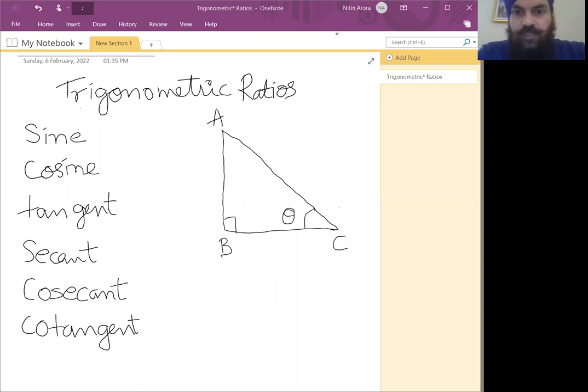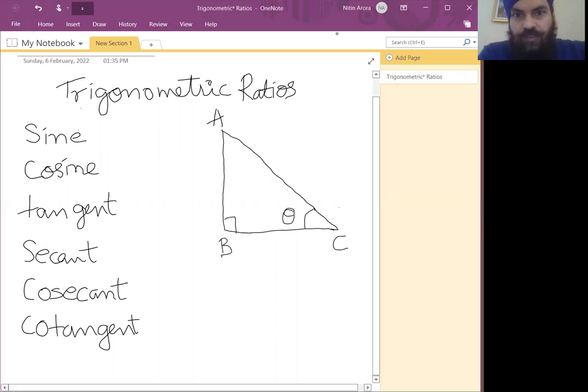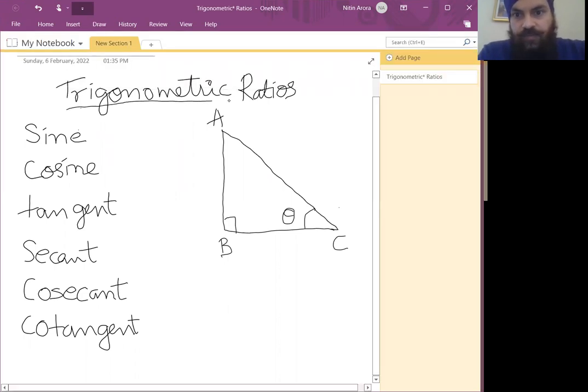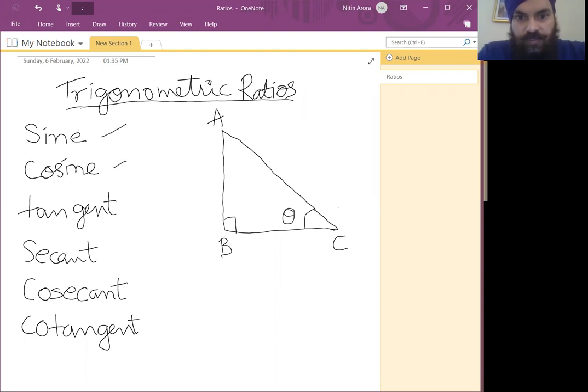So today we are going to learn about trigonometric ratios. There are six trigonometric ratios. First is sine, then cosine, tangent, secant, cosecant, and cotangent. So these are the six trigonometric ratios which are defined on a right angle triangle.